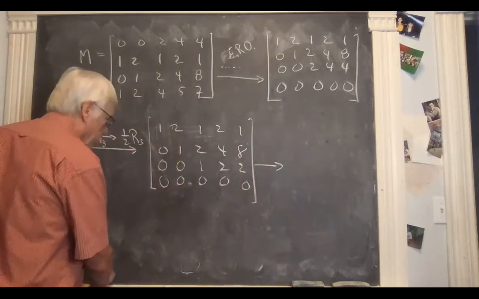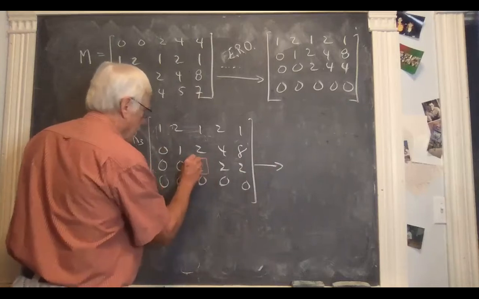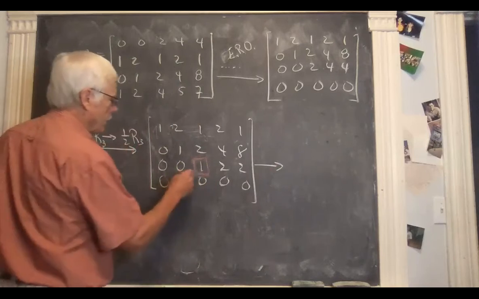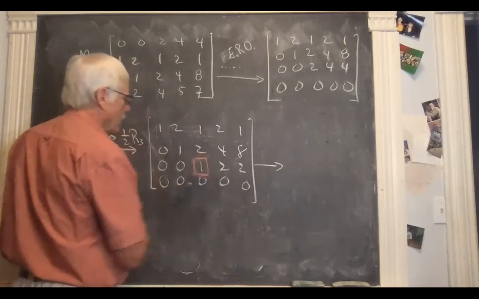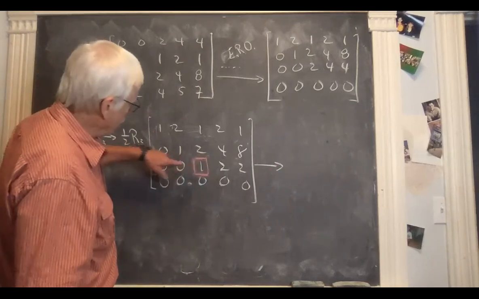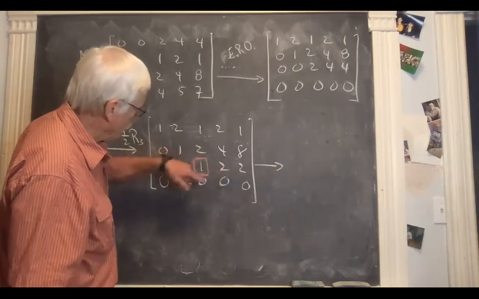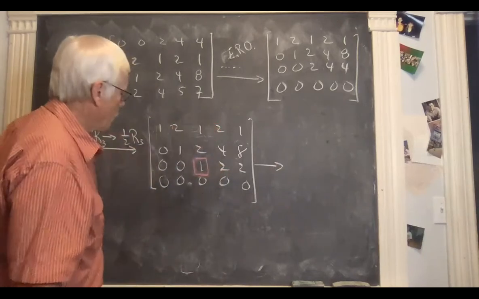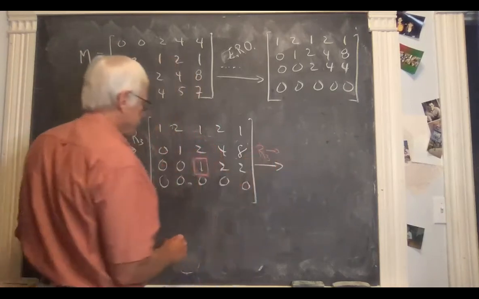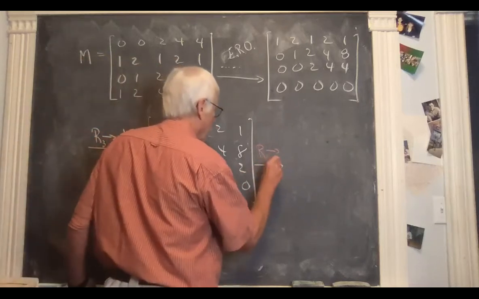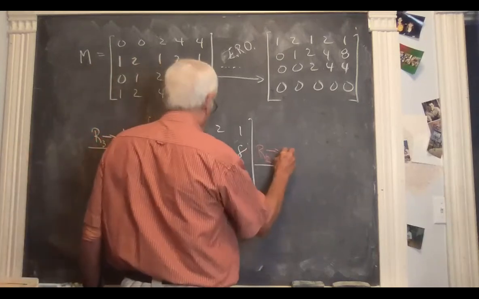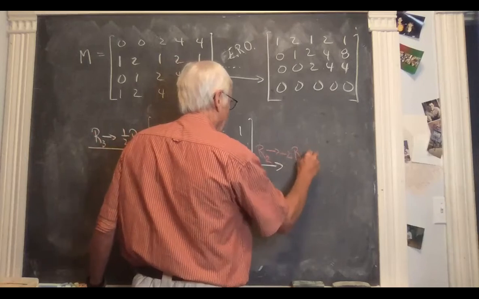My next reduction is going to take this number here. Well, maybe we could do it either way, but let's take this number here. I'm going to use this number and take -2 times this row and add to the row before. That will put a 0 here. So the new row, row 2 rather, row 2 will become -2 times row 3 added to the old row 2.